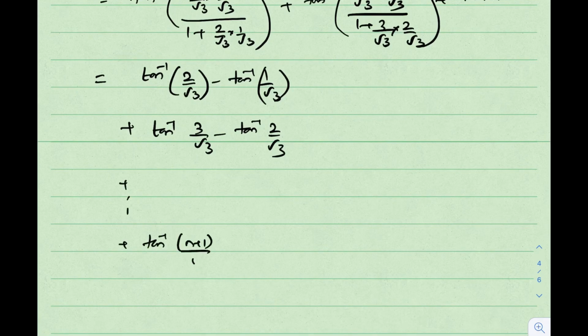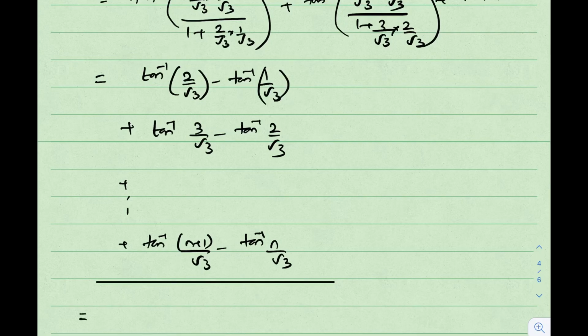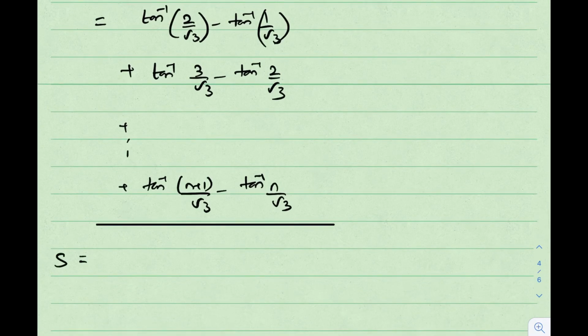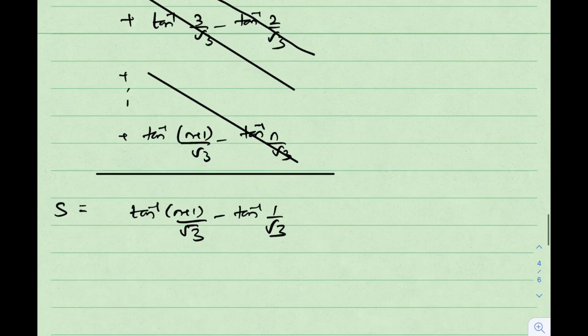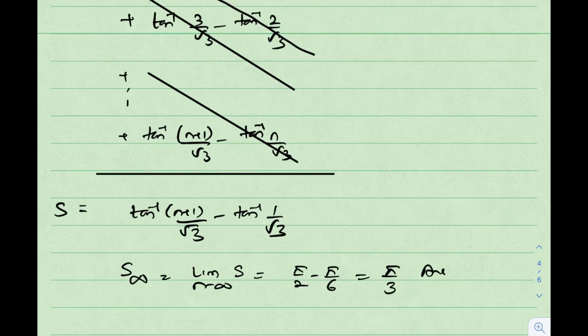This will be tan inverse of n plus 1 by root 3 minus tan inverse of n by root 3. If I add all these terms, the intermediate terms will get cancelled out. We will be left with tan inverse of n plus 1 by root 3 minus tan inverse of 1 by root 3. Now since we need S infinity, when we apply the limit n tending to infinity, we will get the answer as pi by 3.